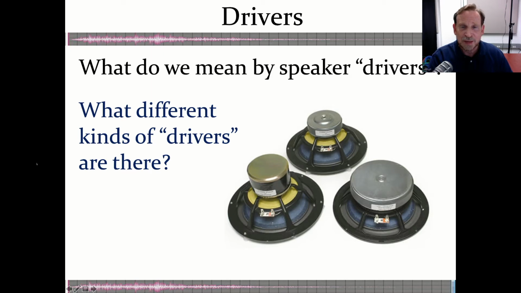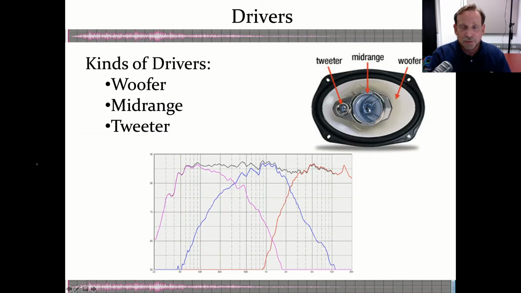So what do we mean by different kinds of drivers? Well, we're often looking at three kinds of drivers. One is the woofer. The woofer is the driver that's responsible for the low frequencies and is going to be the largest of the drivers. The bigger cone allows it to move more air, and if we move more air, it makes it easier for us to represent those lower frequencies with the long wavelengths.